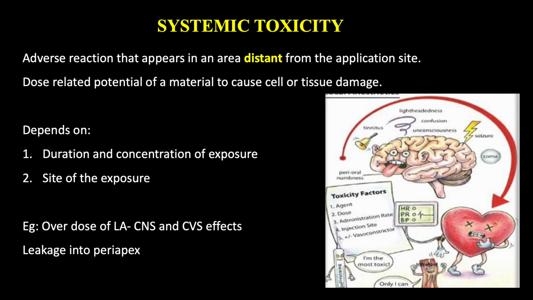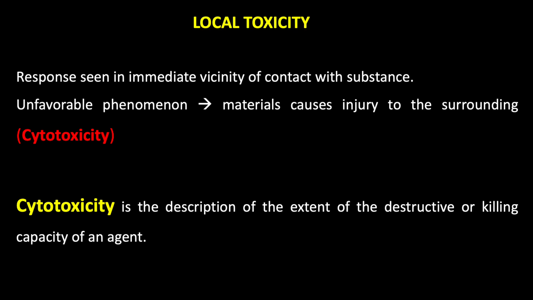Let's look into the first type of toxicity, which is systemic toxicity. Systemic toxicity is an adverse reaction that appears in an area distant from the application site. For example, if you give an overdose of local anesthesia, you might have an adverse effect in the CNS or the CVS. So this depends upon the duration and the concentration of exposure and also the site of exposure. Next is local toxicity.